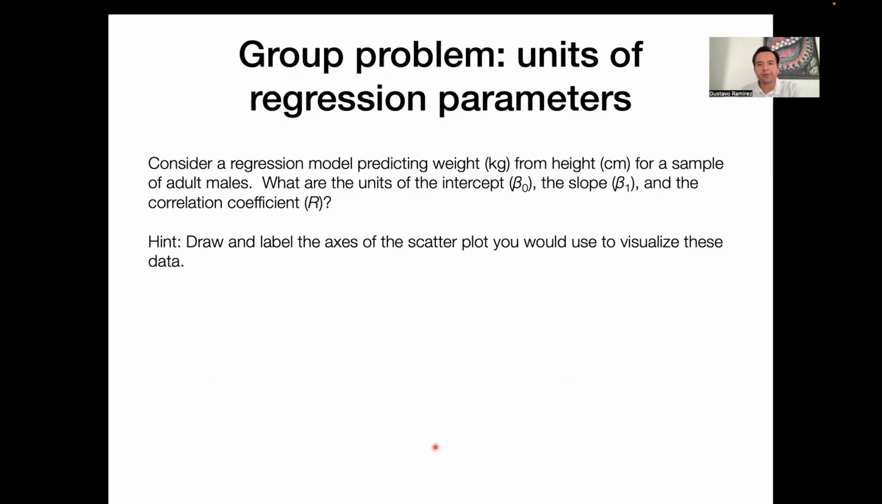All right, so we'll set up for a group problem here. Again, feel free to pause the video at any point. I would probably give you guys 2 to 3 minutes to figure this out in class, but pause your video at this point. Once I'm done reading this. Consider a regression model predicting weight in kilograms from height in centimeters for a sample of adult males. What are the units of the intercept, beta naught, and the slope, beta 1, and the correlation coefficient, R? Hint, draw and label the axis of the scatter plot you would use to visualize this data. So again, feel free to pause the video now.